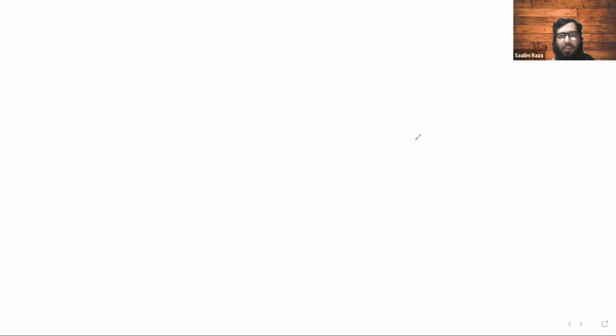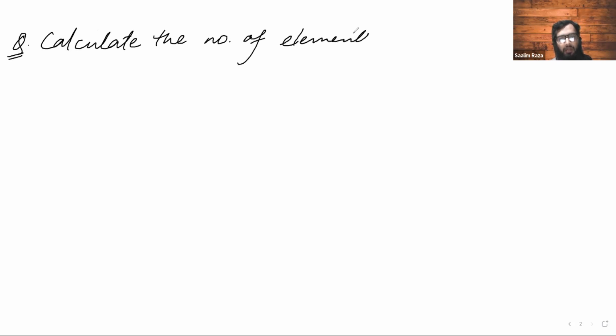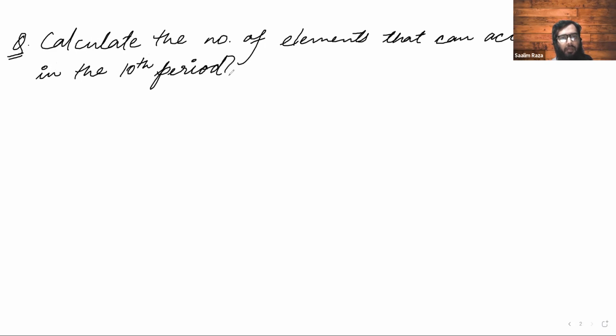So again, you are doing what Mendeleev did, predicting things. But 114 is already there. Now take a question. Just imagine that in later days, after 30, 40, 50 years, you will have more elements. So the periods will add on, right? Then calculate the number of elements that can be accommodated in, let's go crazy, the 10th period.